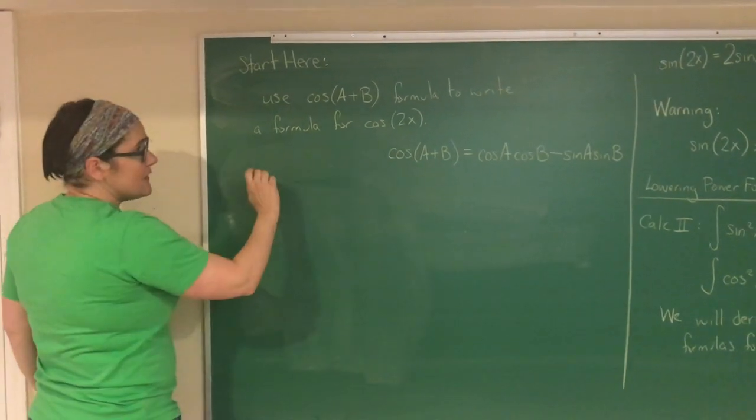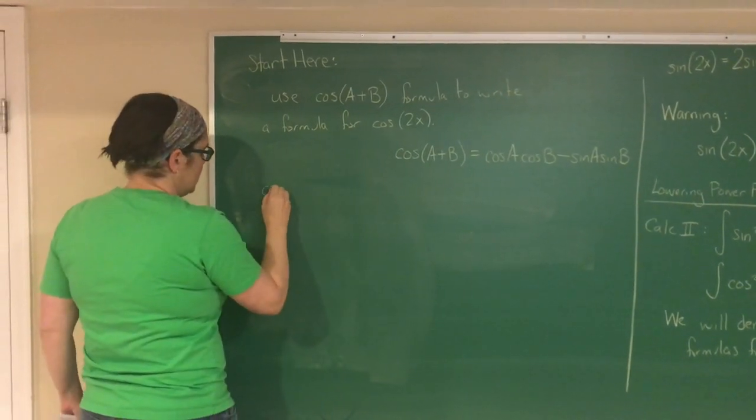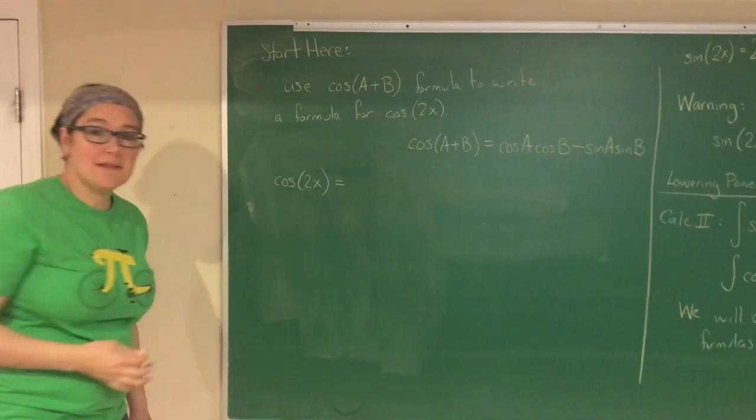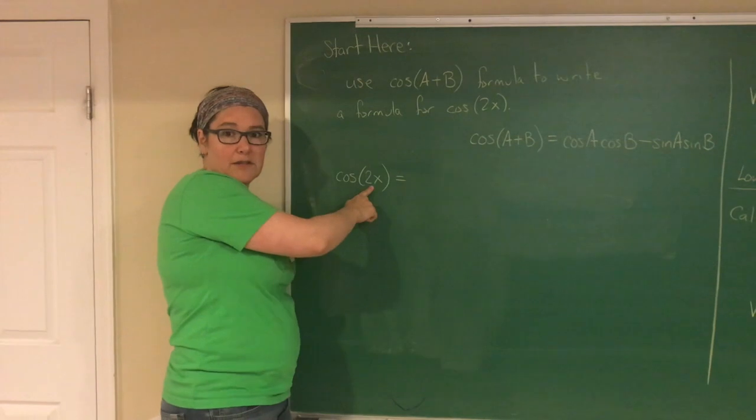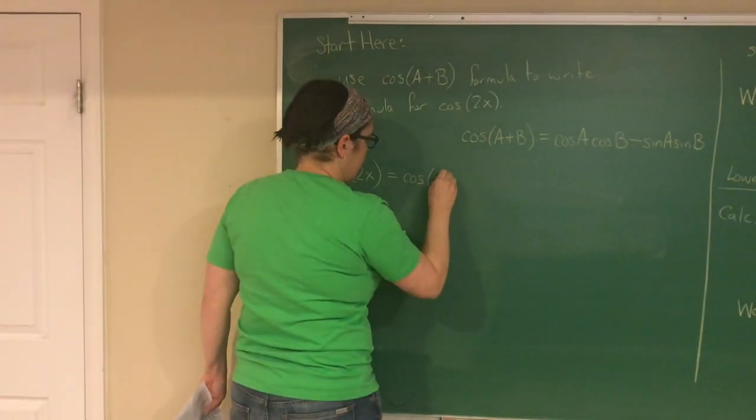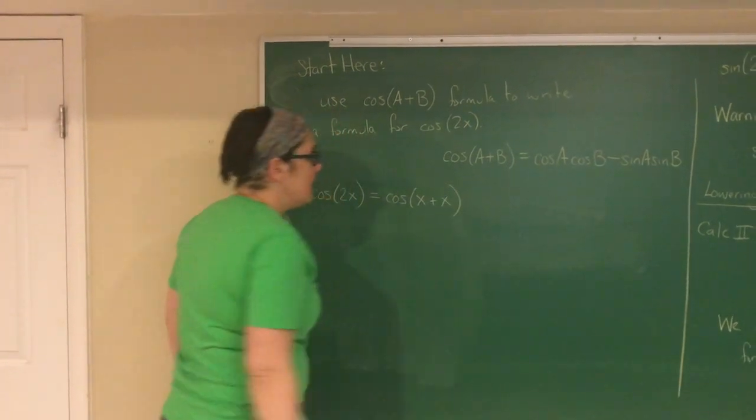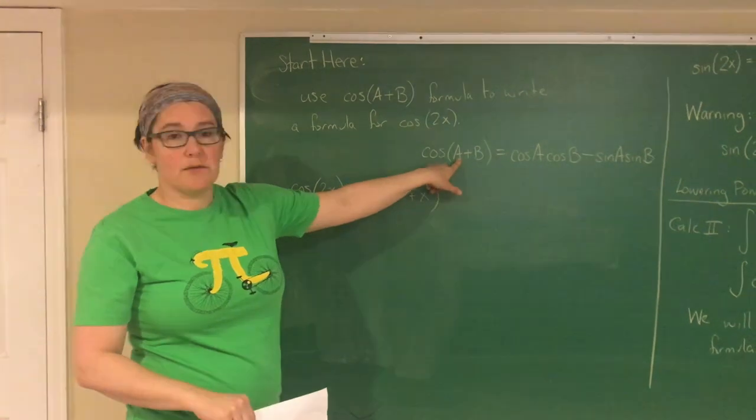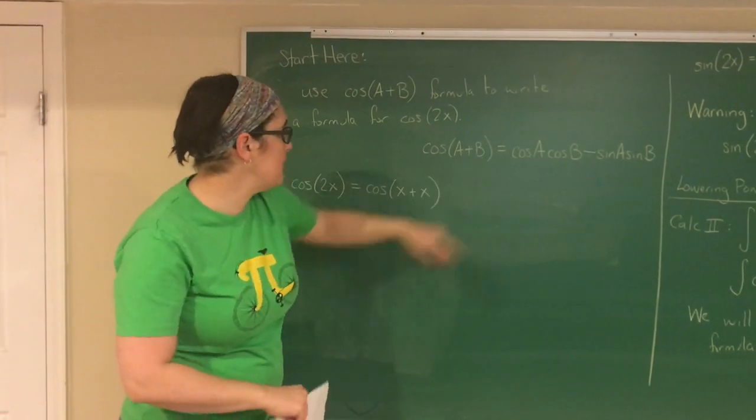And we want to use that formula to write a formula for cosine of 2x. So how are these going to connect? Well, I'm going to rewrite 2x as x plus x. And so when I do that, then this first x is playing the role of a, and the second x is playing the role of b.